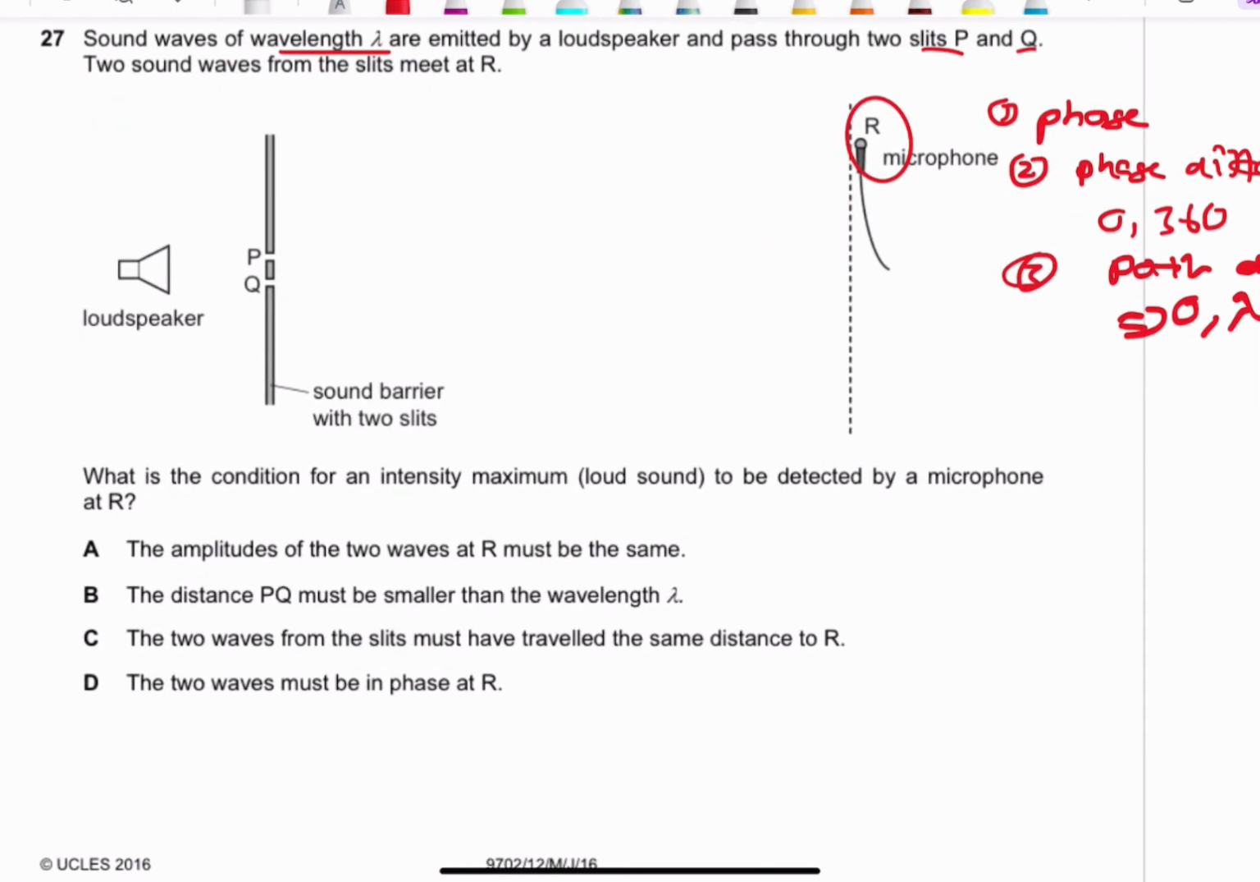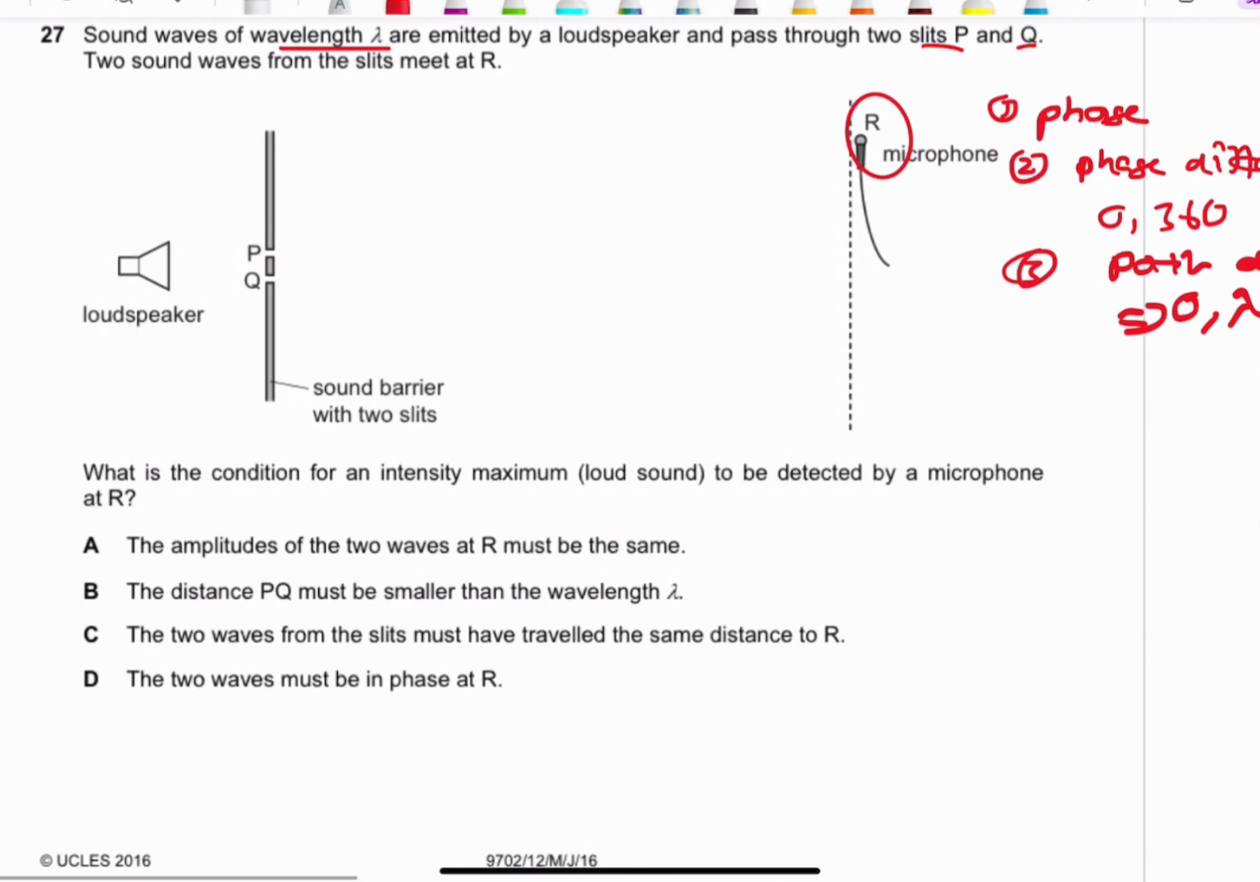So the amplitude of the 2 waves must be the same. They will not always be the same for us to have intensity maximum, and that's not a condition that we need to meet. Because we can still have a maximum with different amplitudes. It can still occur. So it can't be A. Why isn't it B? The distance PQ must be smaller than wavelength. How is that even going to affect the maximum? It doesn't make sense, right?